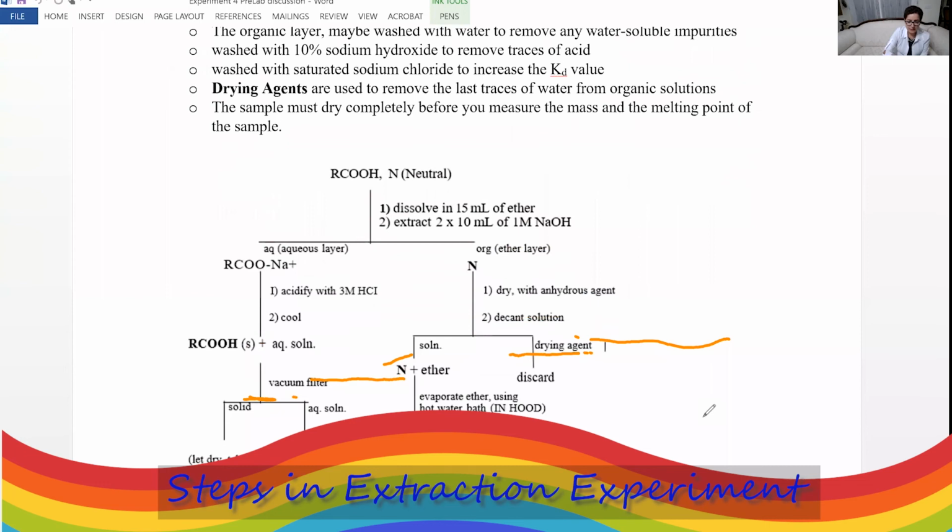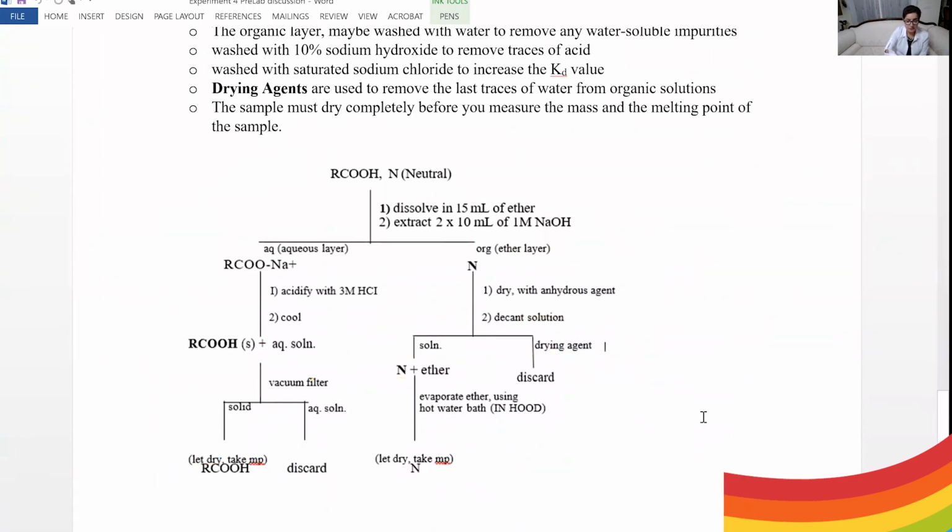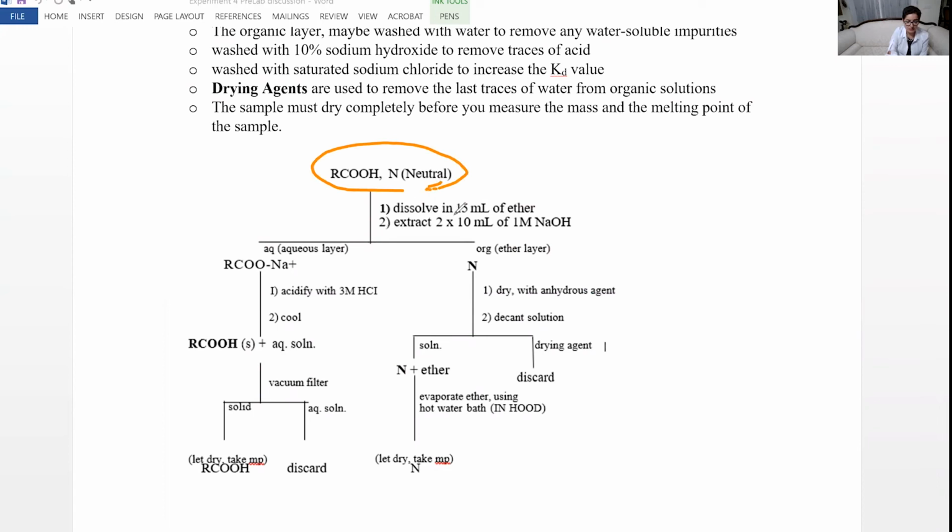This diagram here shows the steps for the extraction. Basically, you're going to start with the mixture of the acid and the neutral compound. You dissolve that in ether, then extract it 2 times with sodium hydroxide. Every time you add sodium hydroxide, you get the aqueous layer, which is the salt, and you collect that. You do it 2 times and collect it. The neutral compound stays in the ether layer.